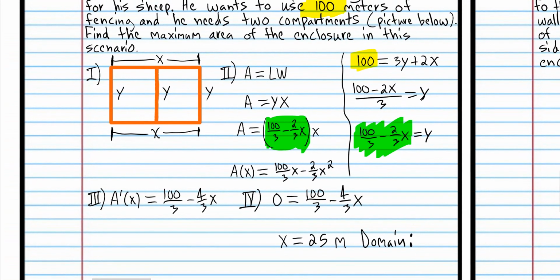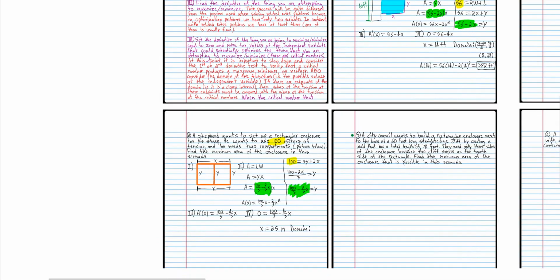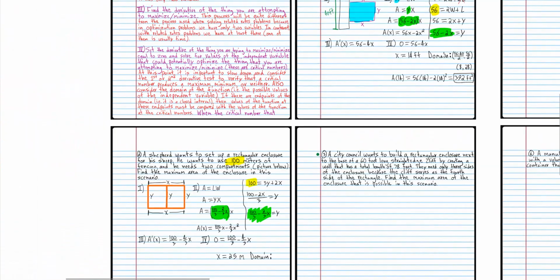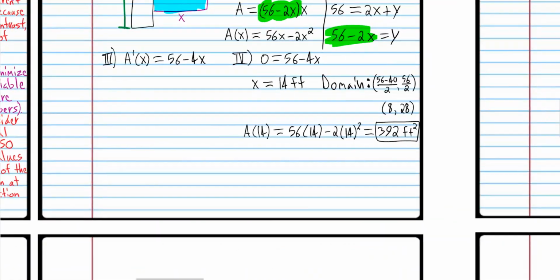So the domain is all the possible x values that you can plug into this purple expression, or the purple equation. So what are the smallest values of x? Well, x could actually be 0. I don't see why x could not be 0. That's one of the bounds.